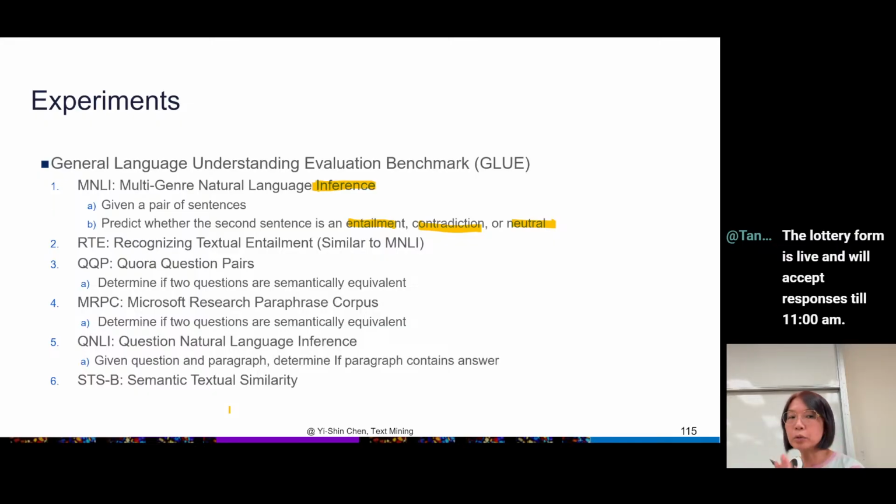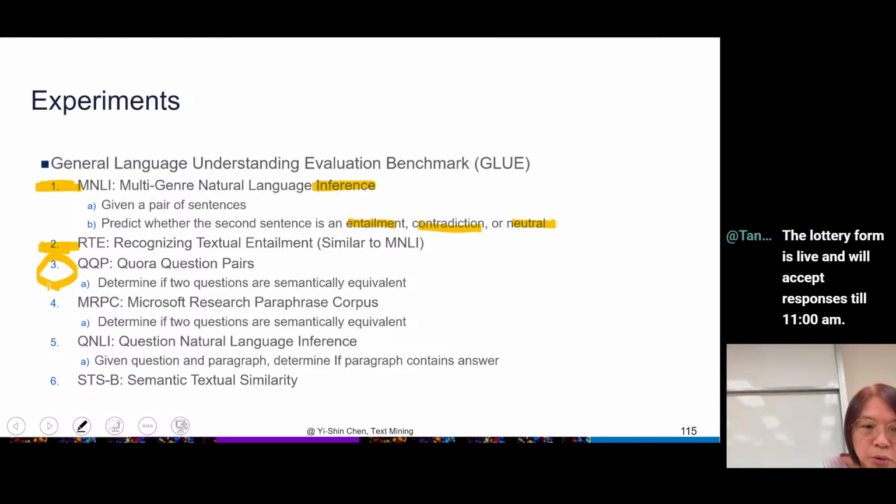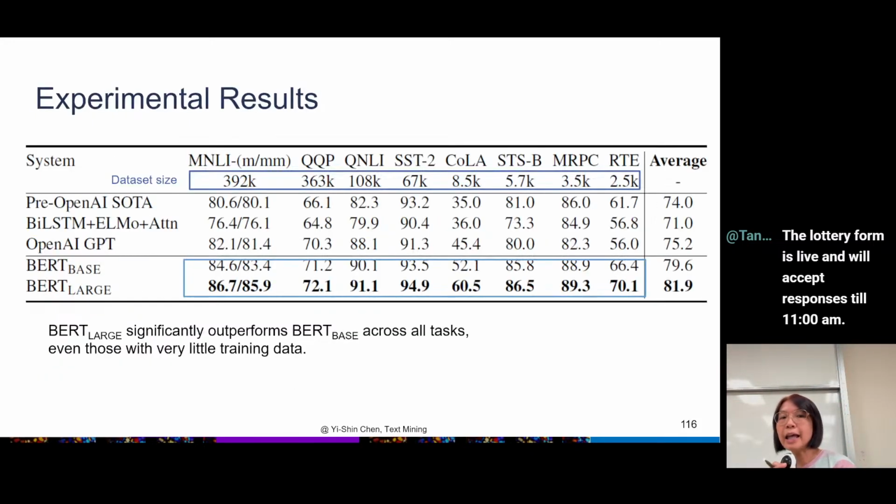Before, people did not actually mix them. For example, if they do inference, they probably will pick the first one and second one, and that's it. Okay, and if they do question pairs, they probably will do the third and the fifth. So you can imagine what BERT did is they put different tasks in the same comparison. And in that comparison, they told you, ta-da, okay, my BERT large is the best.